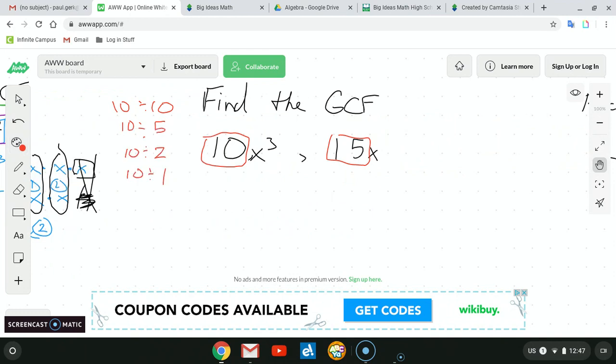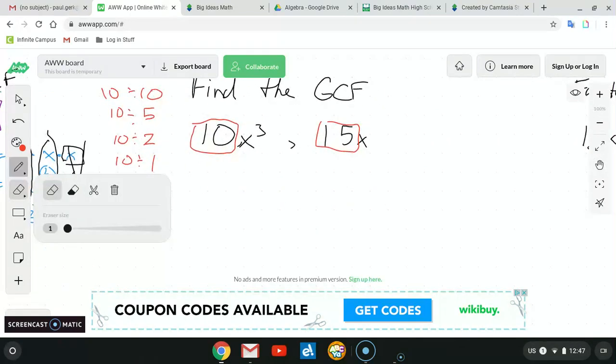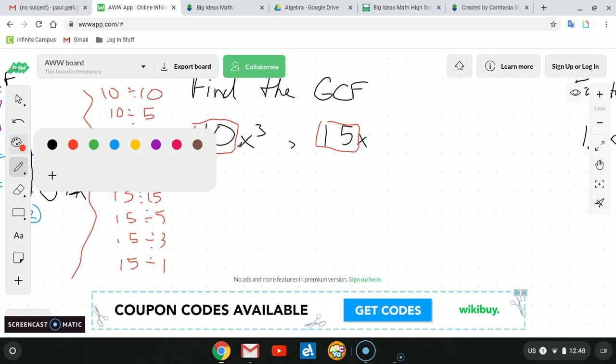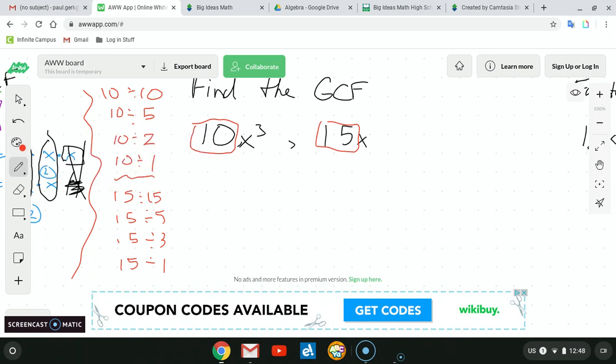What can I divide 15 by? All right, I can do 15 divided by 15, 15 divided by 5, 15 divided by 3, and 15 divided by 1. That leaves us with, what do we have in common? So what we have in common is 10, no, 5, yes, 2, no, 3, no, and the 1. So which one's the greatest? The 5. So our GCF of these two coefficients is 5.